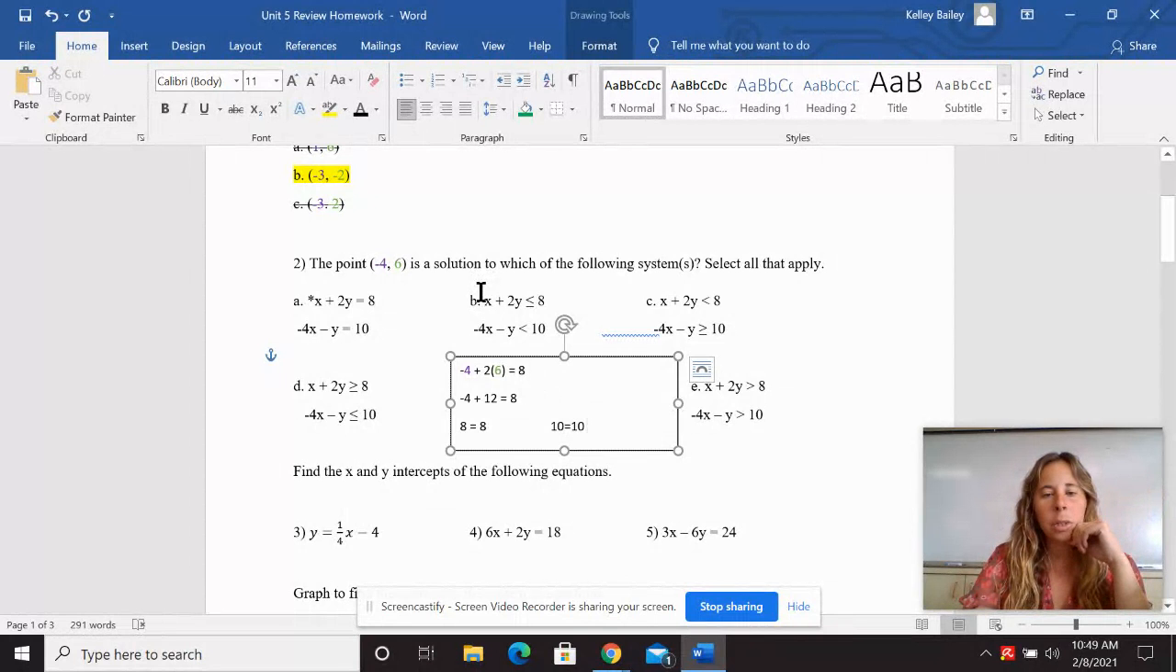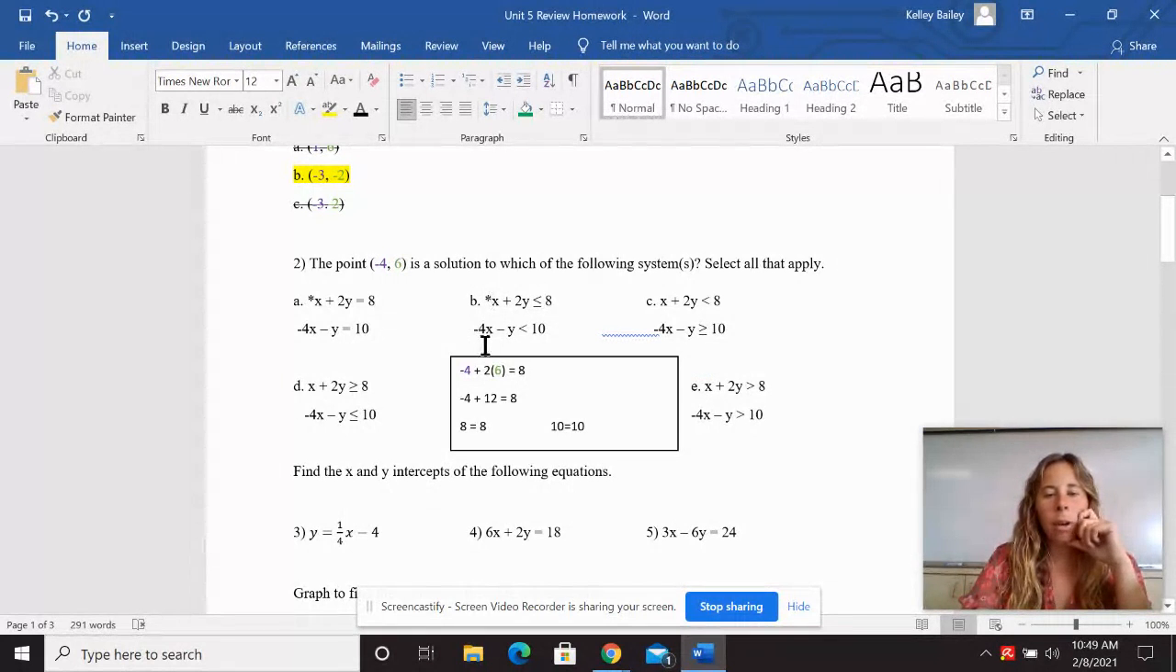So x plus 2y is less than or equal to 8. That's true, because it was 8. So that one would be true. Negative 4x minus y is less than 10. Well, it was equal to 10. If we substitute this point in, we're going to get 10 equals 10. So that does not work. This is saying less than only. x plus 2y is less than 8. No, it is equal to 8. It is not less than. So no.